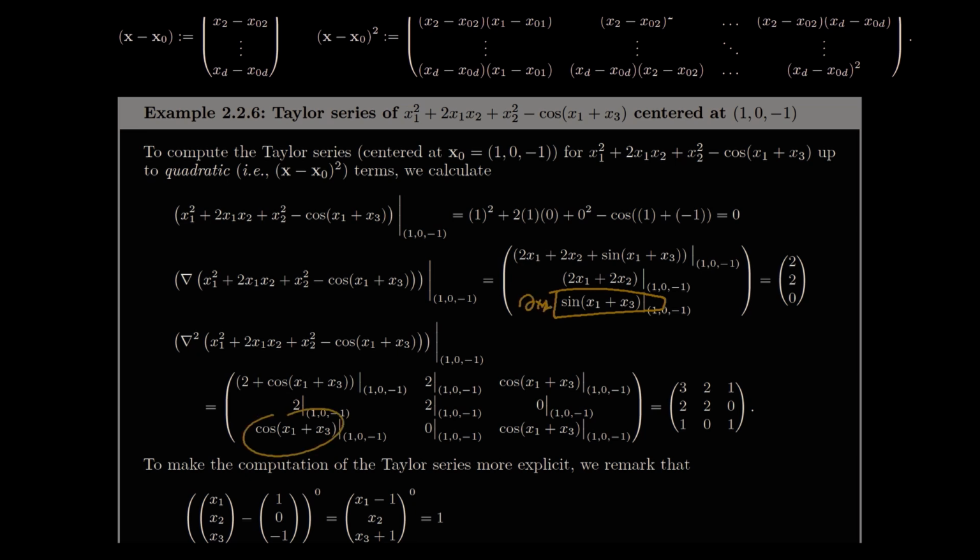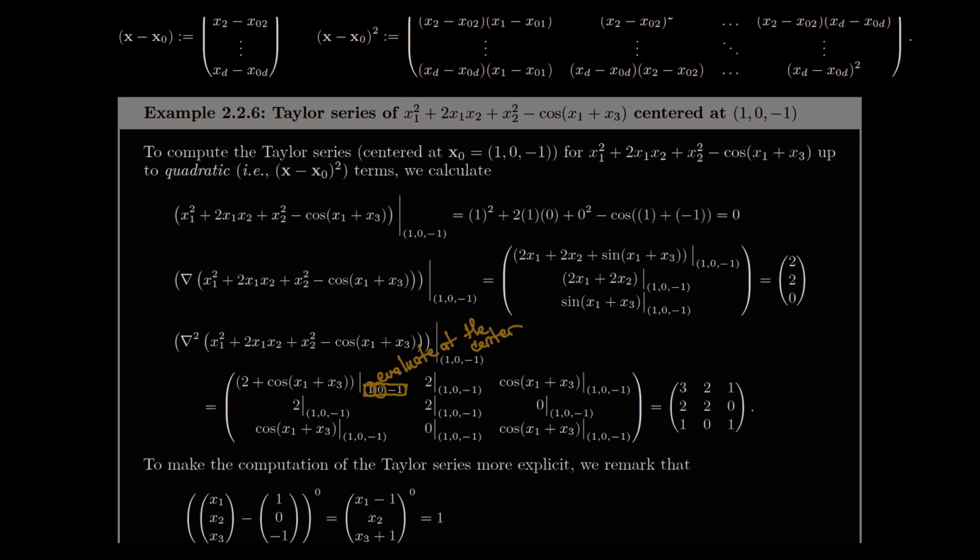Partial in x2 gives me a 0. Partial in x3 is going to give me a cosine again. So that's how I'm going to compute those second order terms in my higher dimensional Taylor series. And now I have to do the extra work of evaluating at the center. So for each of these 9 terms, I'm going to evaluate at the center.